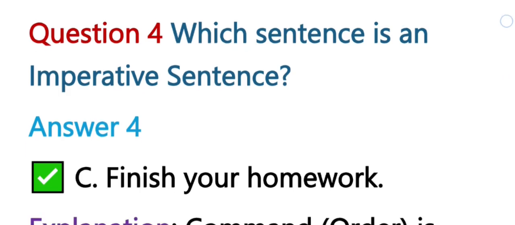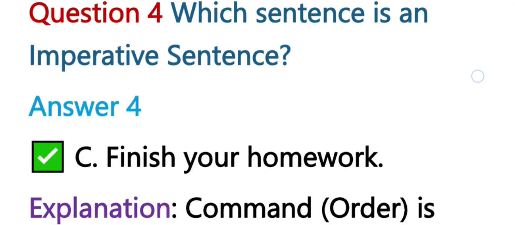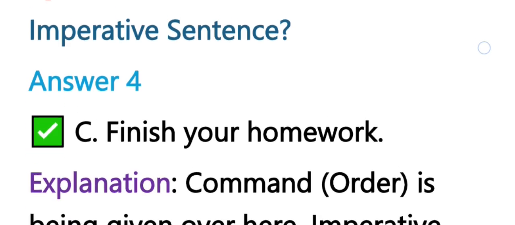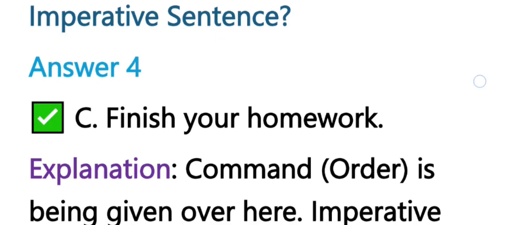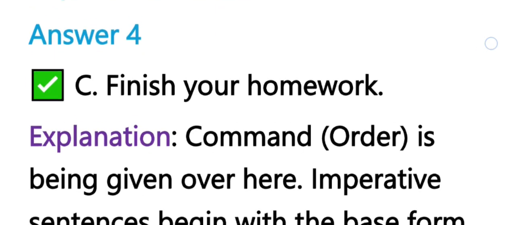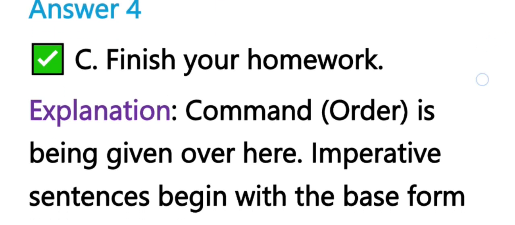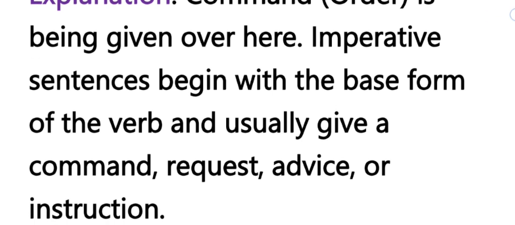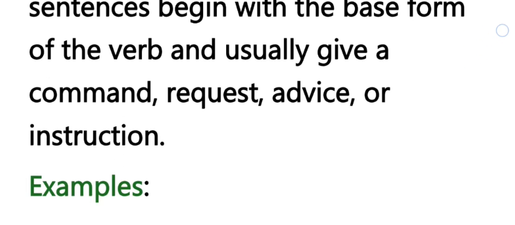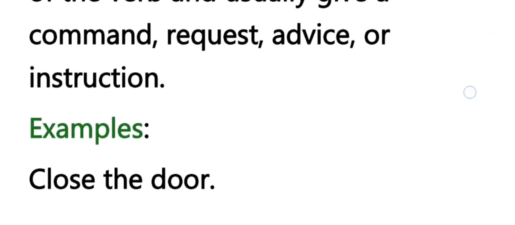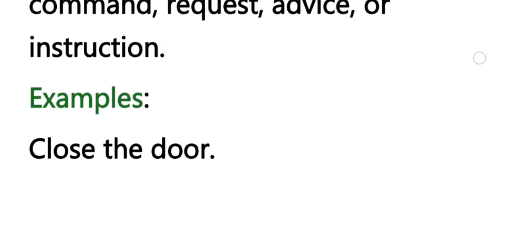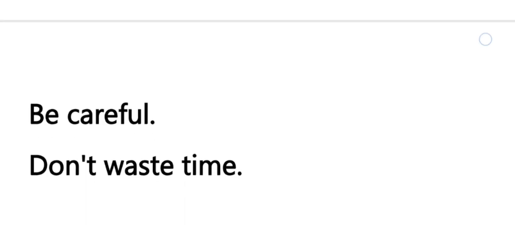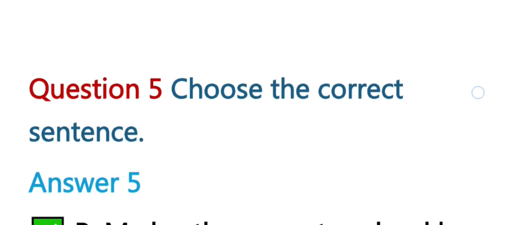Now let's talk about question 4. Which sentence is an imperative sentence? Our answer is option C. Finish your homework. This is a command or order. Command or order is being given over here. Imperative sentences begin with the base form of the verb and usually give a command, request, advice, or any kind of instruction. For example, close the door. Over here, an order or command is being given. Close the door. This is an example of it. Similarly, we have be careful and don't waste time.